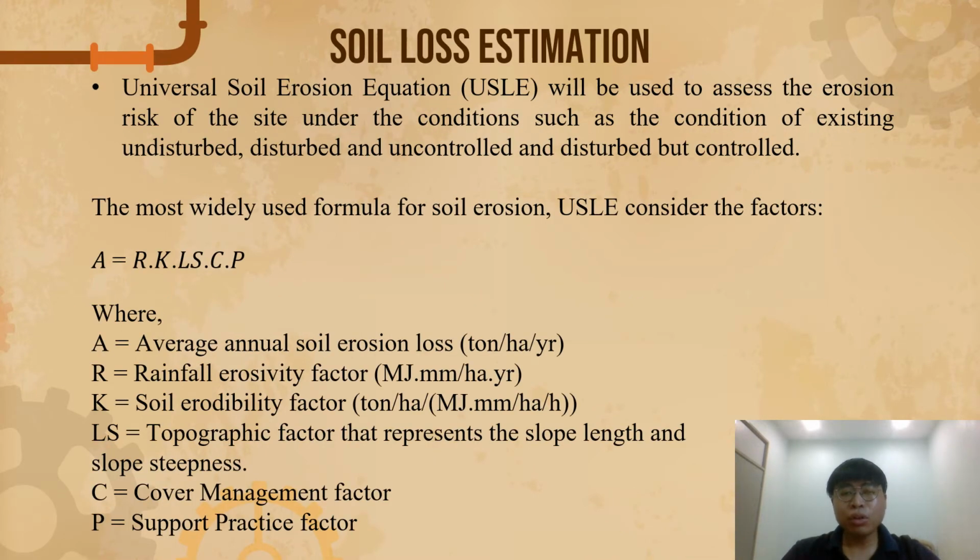Now we move to soil loss estimation. The Universal Soil Loss Equation will be used to assess the erosion risk of the site under the conditions of existing undisturbed, disturbed and uncontrolled, and disturbed but controlled. The most widely used formula is A equal to R K LS C P, where A is the average annual soil erosion loss, R is the rainfall erosivity factor, K is the soil erodibility factor, LS is the topographic factor that represents the slope length and the slope steepness, C is the cover management factor, and P is the support practice factor.